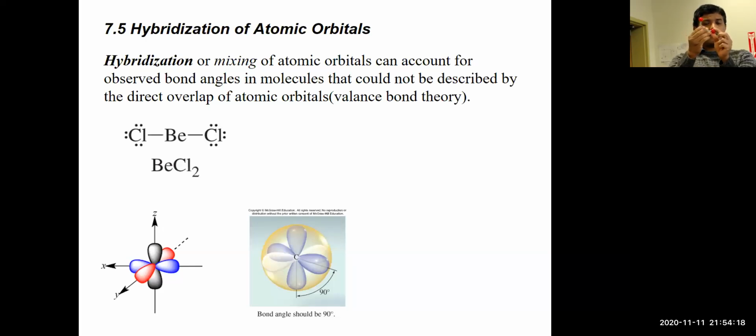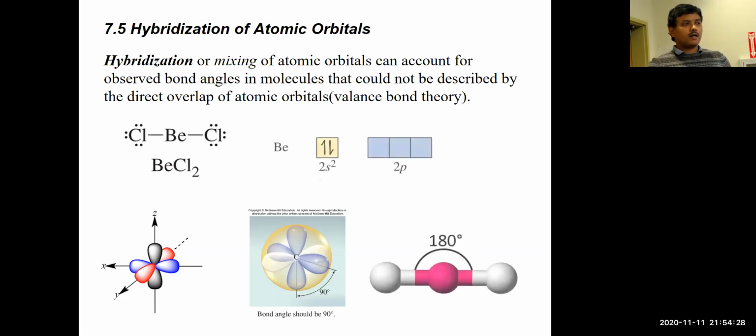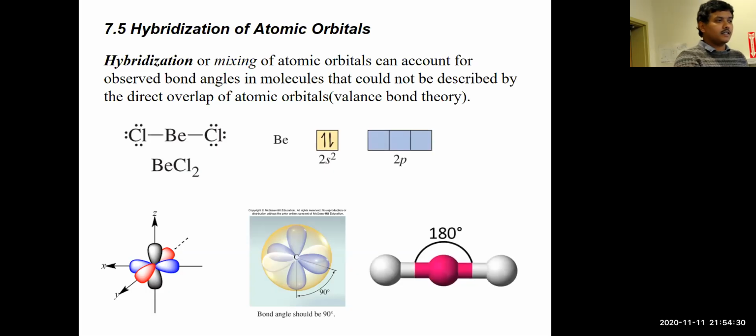However, we already know that according to Lewis theory and VSEPR theory, the bond angle between two chlorine atoms around the beryllium is actually 180, but not 90 degrees. It's not using two p orbitals to make a bond, or one s orbital and one p orbital to make a bond with two chlorines, to have one perpendicular to another. It is even hard to imagine because it's wrong.